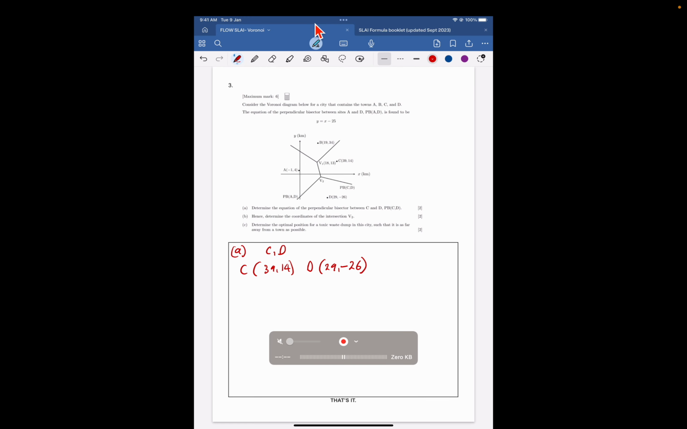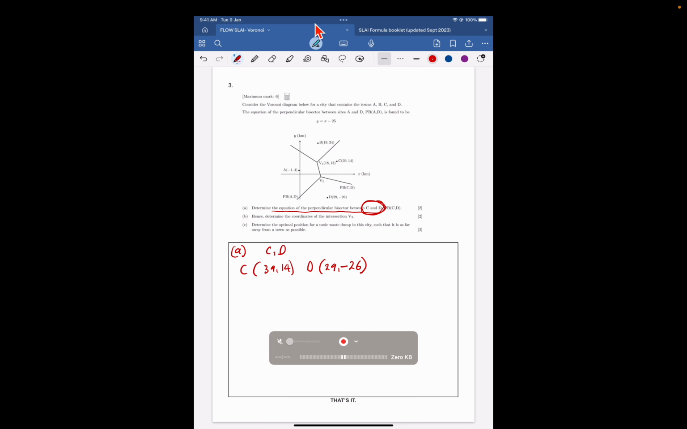Here's one of the harder questions on the paper. This is the old classic: find the equation of the perpendicular bisector. So what we have to do is be really careful. The equation of the perpendicular bisector between C and D.